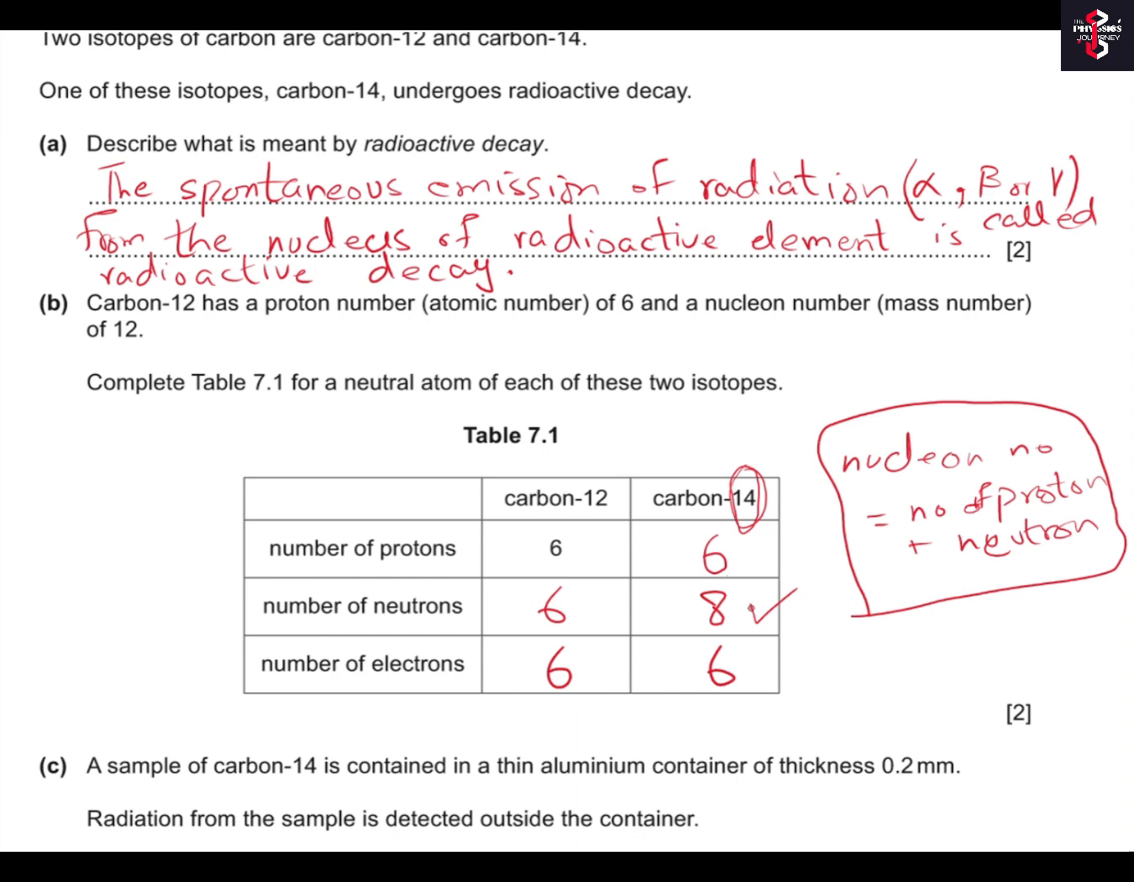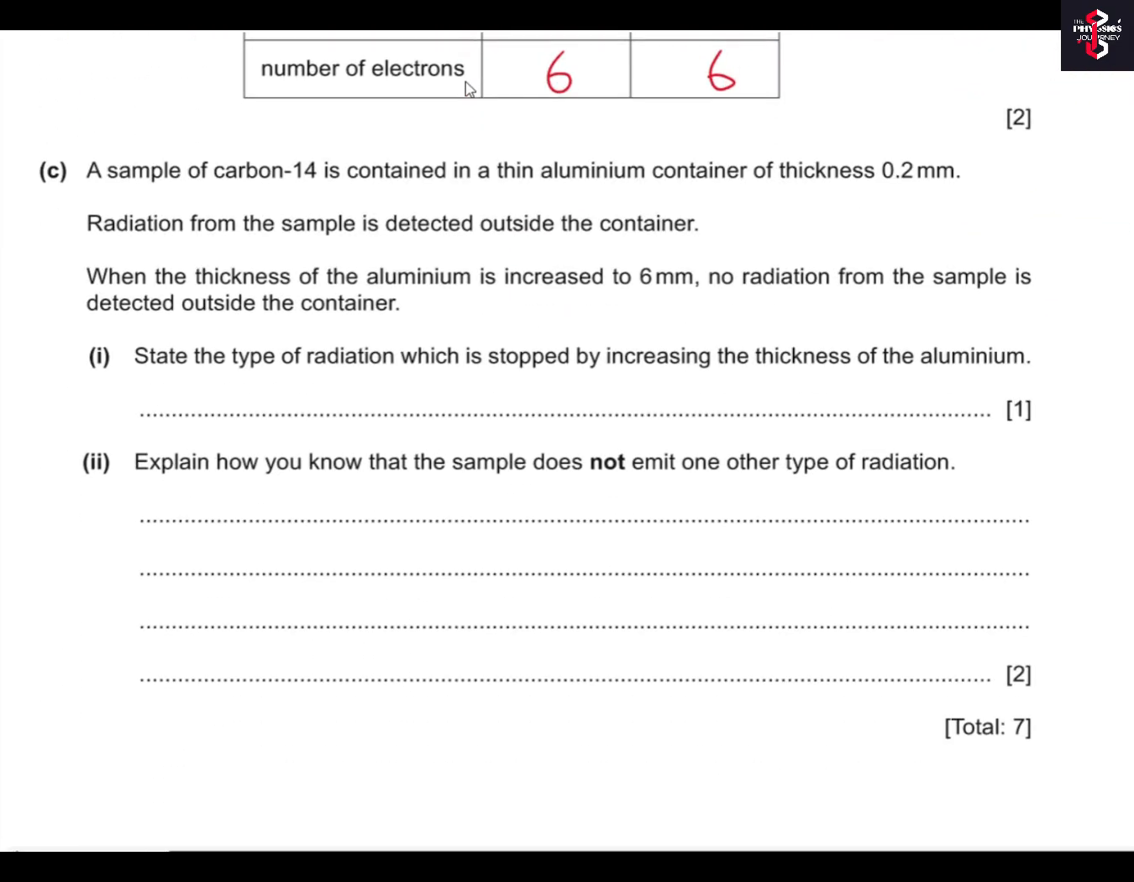Now the other part. A sample of carbon 14 is contained in a thin aluminum container of thickness 0.2 millimeter. Radiation from the sample is detected outside the container. When the thickness of aluminum is increased to 6 mm, no radiation from the sample is detected outside the container. State the type of radiation which is stopped by increasing the thickness of aluminum.